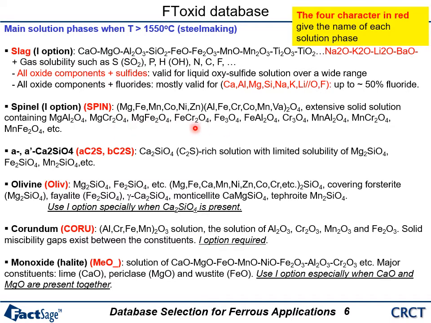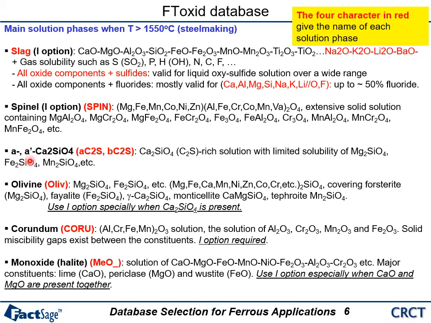And then FeAl2O4 and Fe3O4, etc. And also MnAl2O4, typically known as an inclusion. This is also part of the spinel solution. So if you want to do calculations related to the refractory or inclusions containing these kinds of species, we have to use the spinel database.